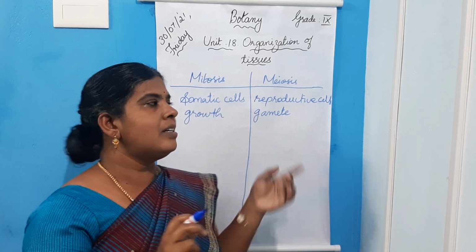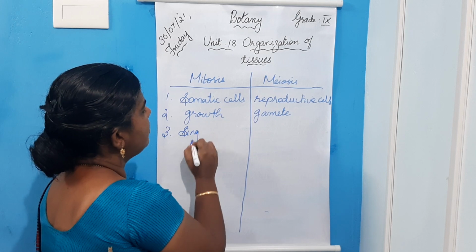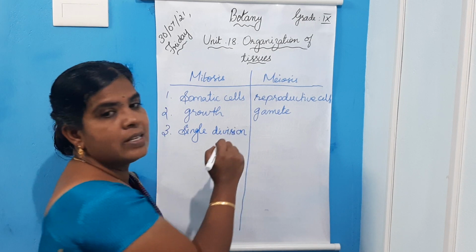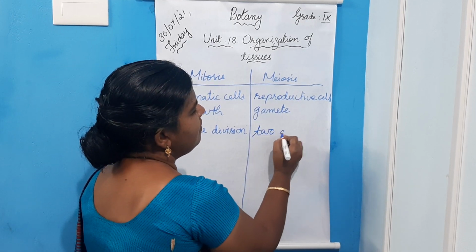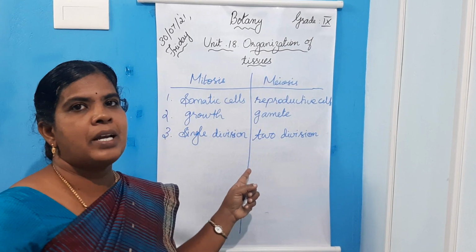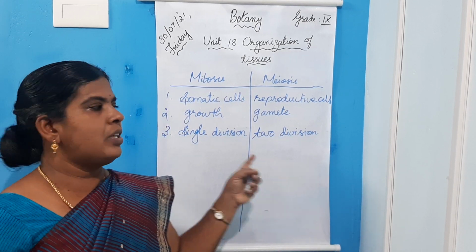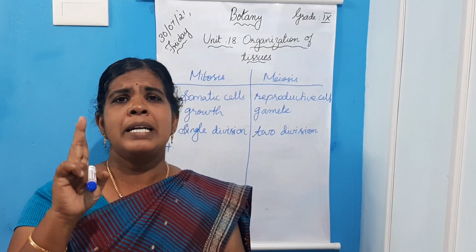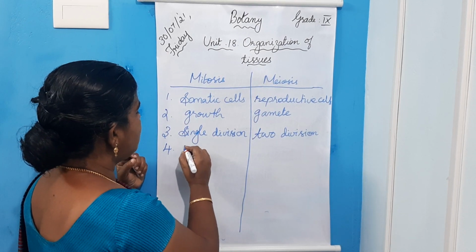Then third, mitosis consists of a single division. Meiosis consists of two divisions. What are the two divisions? Homotypic and heterotypic, or first meiotic and second meiotic division. Then the fourth difference is that two diploid daughter cells are formed from mitosis.